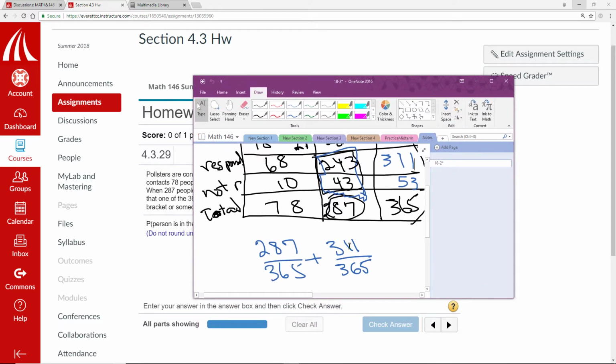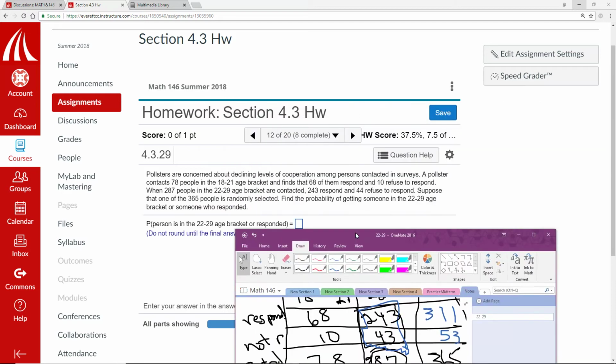But the problem is there's overlap. If we add these two right now, there's actually overlap because we counted 243 twice. So we actually have to subtract out 243. We can't count that group of people twice. We're trying to count the exact number of people who were either in this age bracket or someone who responded.